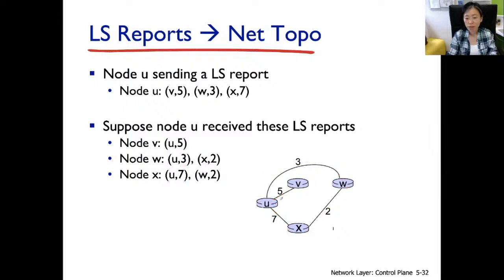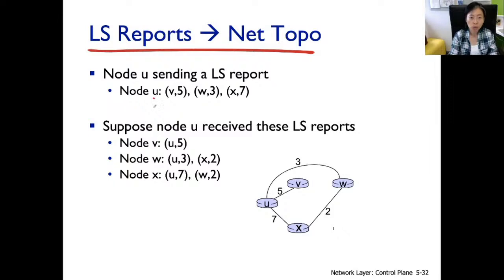So each of these nodes, U, V, W, X, is going to broadcast their link state report, and every node in the network is going to receive its own local information and every other node's link state report. Therefore, node U here is going to receive the link state reports from V, W, and X, which we know already look like this.